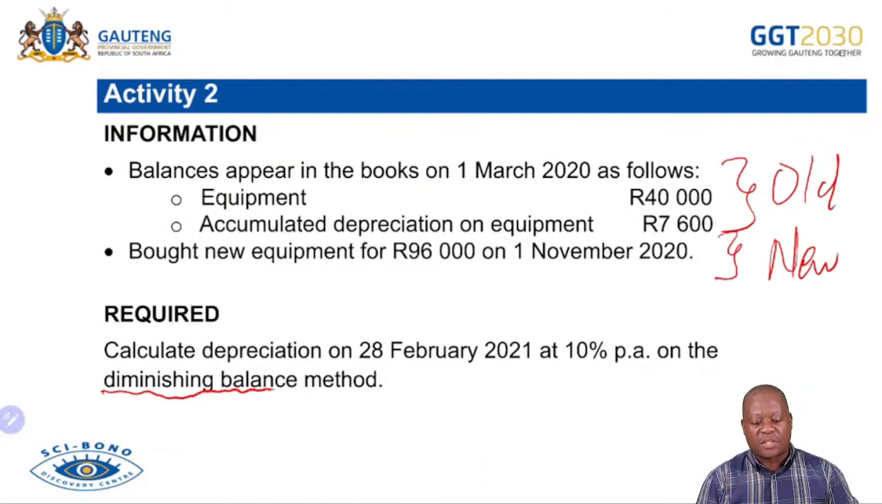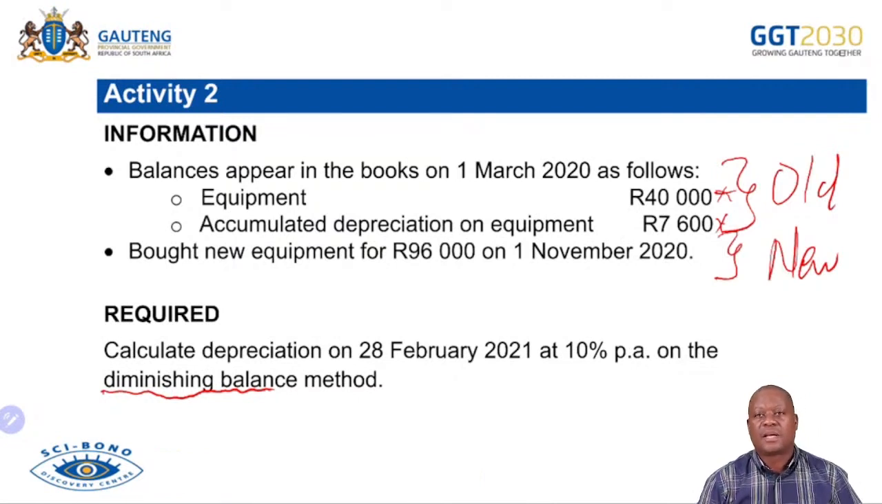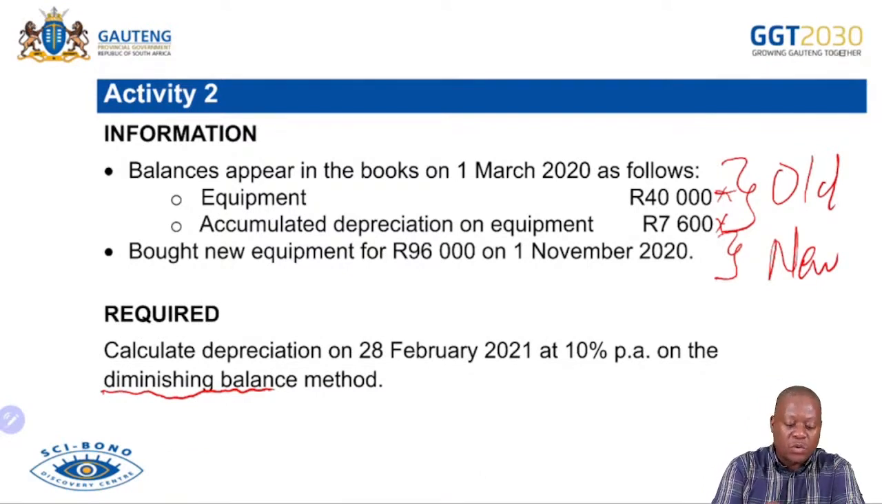So how do we go about it? Let's find carrying value. Carrying value is cost minus accumulated depreciation. The cost is 40,000. The accumulated depreciation is 7,600. So we just find the difference between the two. 40,000 minus 7,600. It's going to give us something like 32,400. That is the carrying value we are going to use to calculate depreciation on the old equipment.